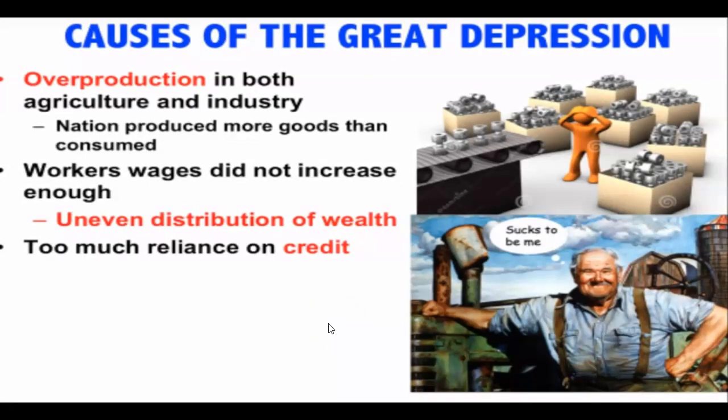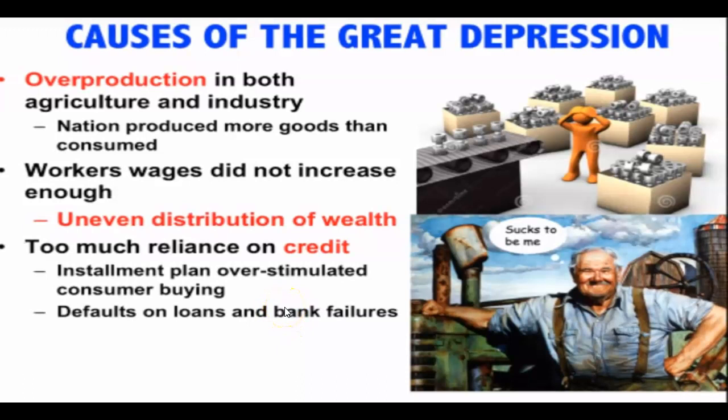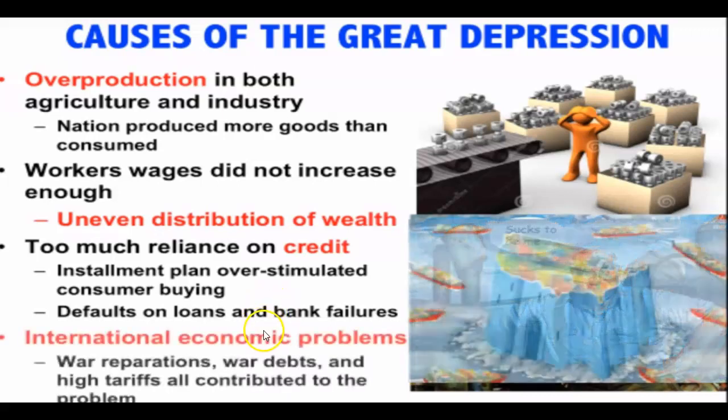Each one of these bullet points is a long-term cause of the Great Depression. You want to make sure you know these. There was too much reliance on credit, too much reliance on the installment plan. Massive consumer debt started to be built up. People started to default on their loans, simply meaning they couldn't afford to pay back their loan. Many banks failed as a result of that.